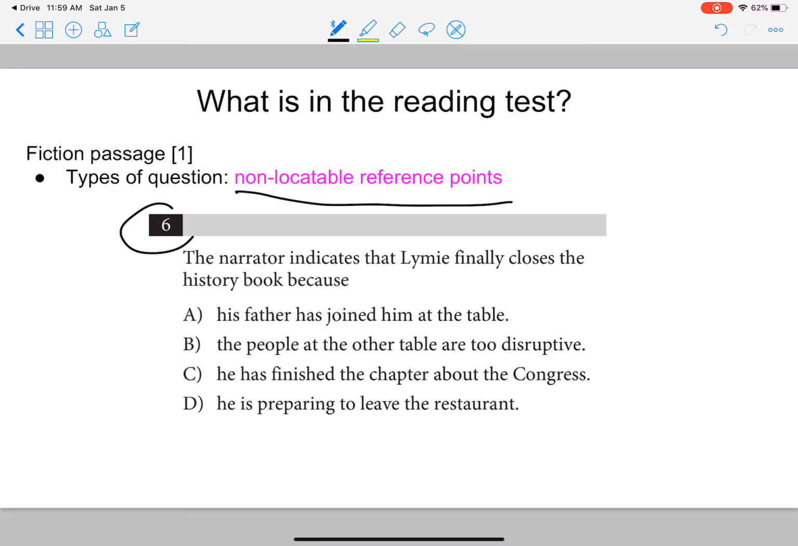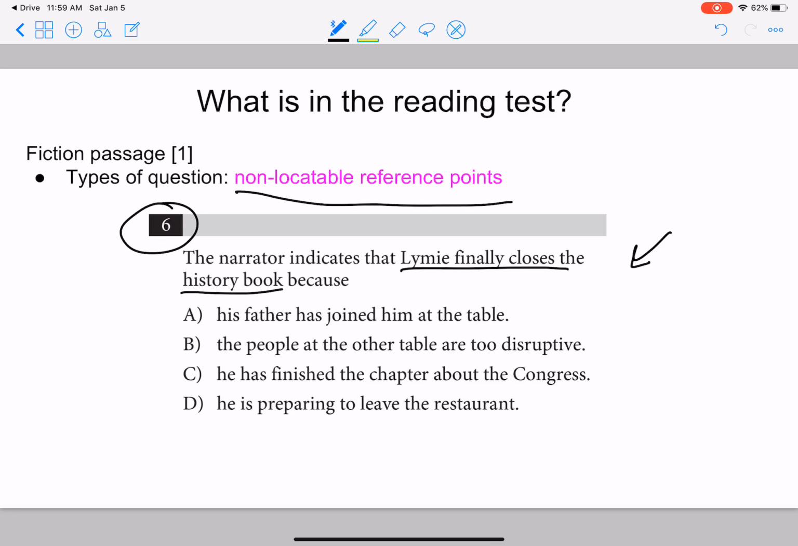So if you see this question right here, the narrator indicates that Lemmy finally closes the history book because... So the answer to this question is going to be in the part of the passage where Lemmy finally closes the history book. There's going to be one sentence in the passage where it says Lemmy closes the history book because, or something like that.